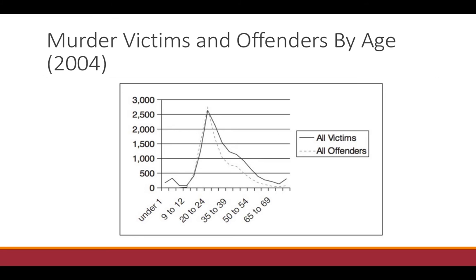And so here we have a graph. This is, again, from 2004. It's a little bit dated information, but it's giving us some information here about the age of victims and offenders. So we've got all victims in the solid line and then offenders in the dashed line. And you can see that they pretty clearly mirror each other. And again, we've got that peak in the mid-20s range there.